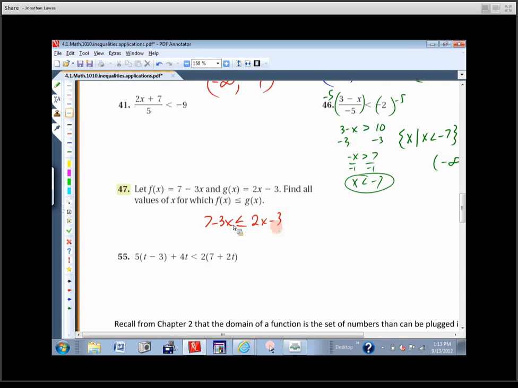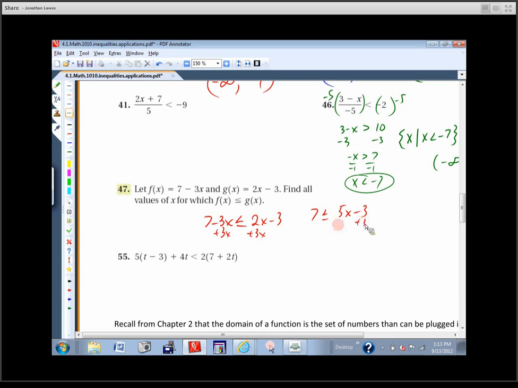Now, this is the first one we've come across where we've got variables on both sides. And this is another reason why that rule we went over in the last chapter is a good one. Which one should we move? You move the smallest one, or in other words, you move the one that's most toward the negative side. Because if I add 3x to both sides, if I'm adding, I don't need to change the direction. So this is going to be 7 less than or equal to 5x minus 3.